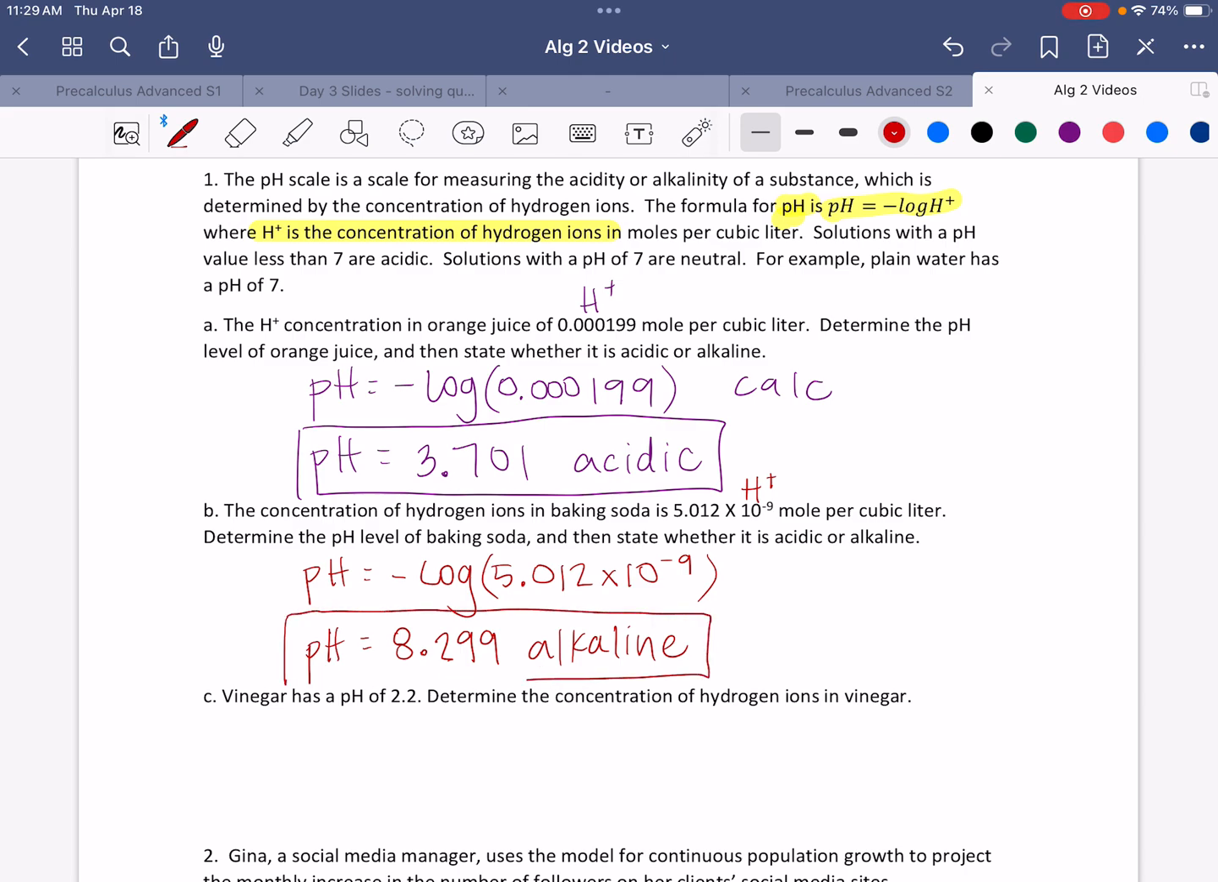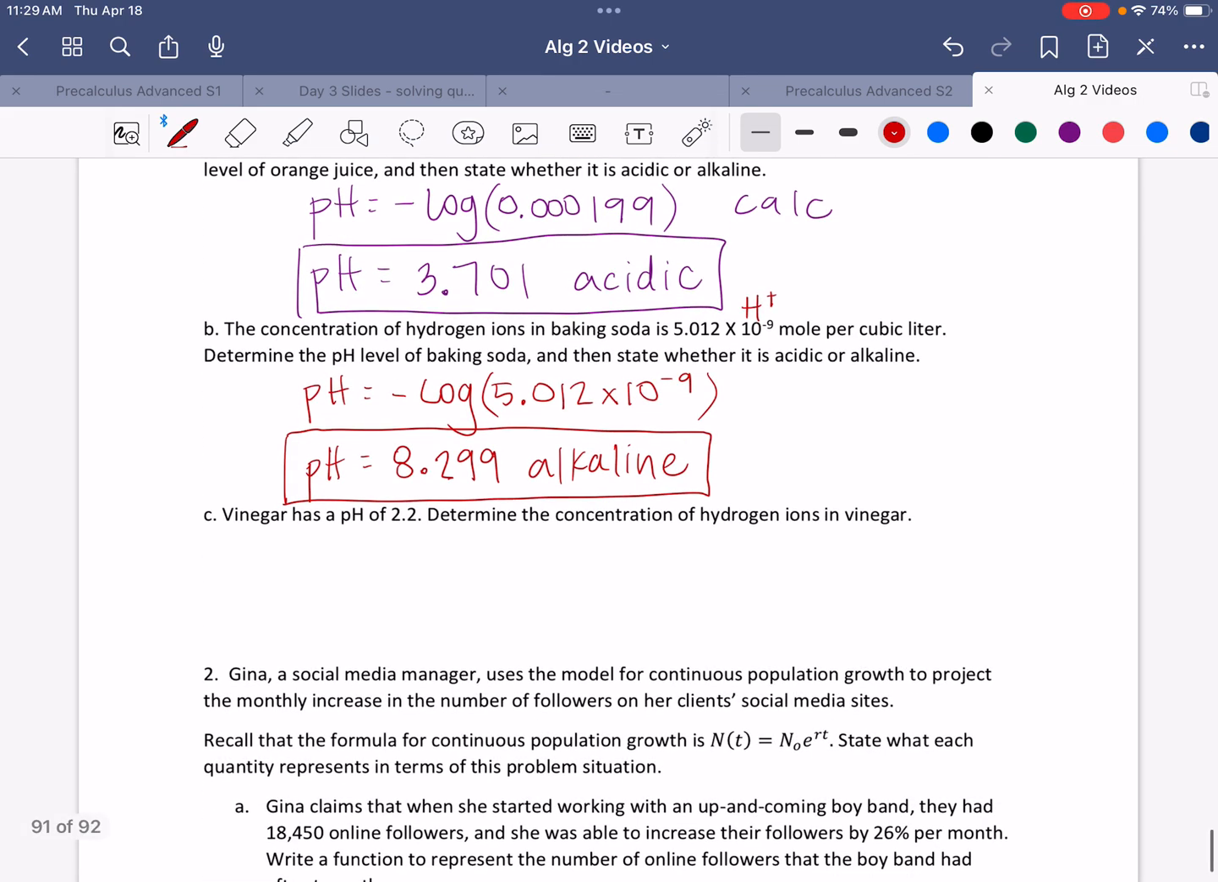Great. And then C says vinegar has a pH of 2.2. Determine the concentration of hydrogen ions in vinegar. Okay, so now it finally gave us the pH instead, and it wants us to solve for the hydrogen. So this time we're going to have 2.2 equals negative log of H+, because we don't know the hydrogen concentration.